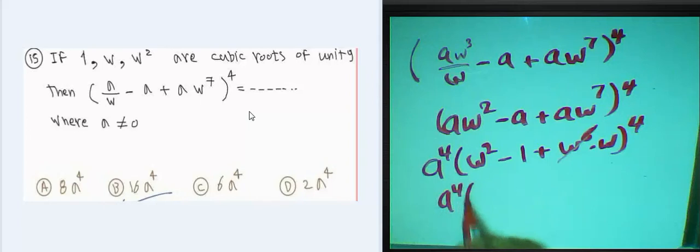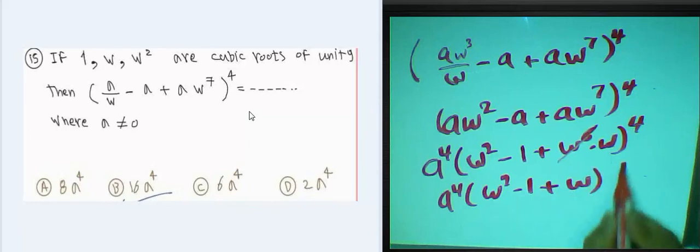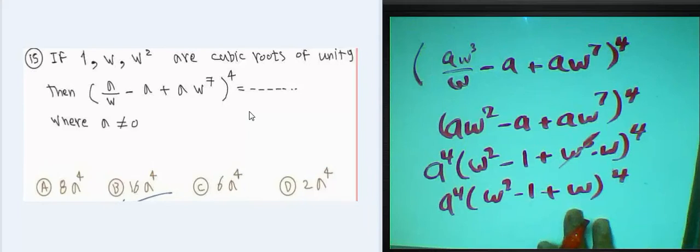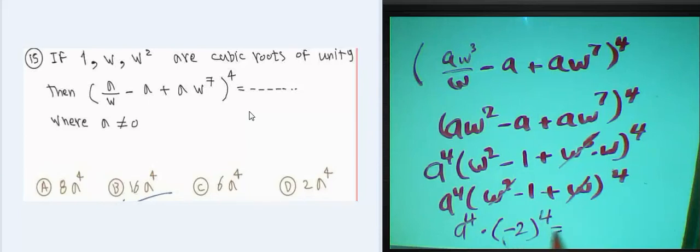It will be a^4 times (ω² − 1 + ω)^4. We know omega squared plus omega equals negative 1, so we get negative 1 minus 1, which equals negative 2. Then a^4 multiplied by (−2)^4, which is 16. The result will be 16a^4 for question 15.